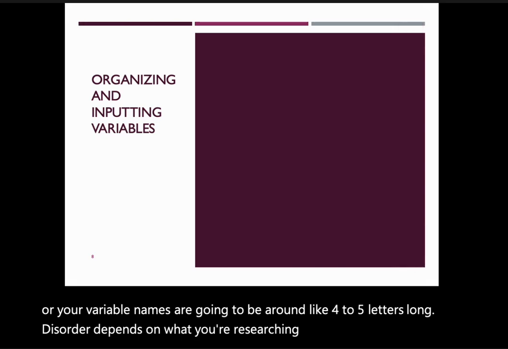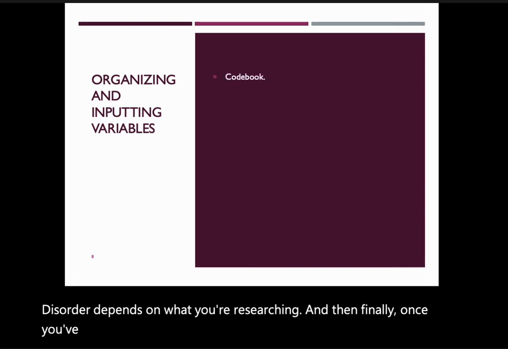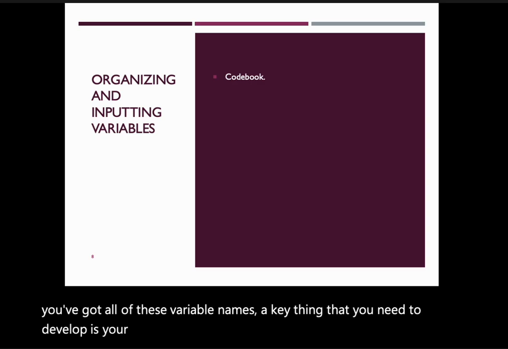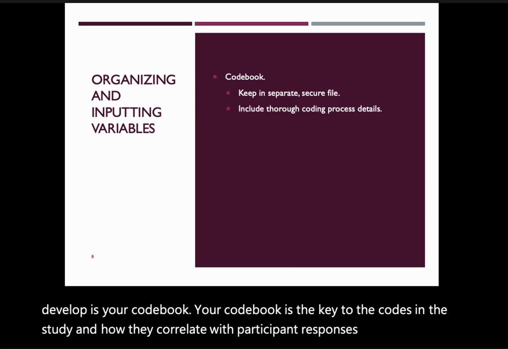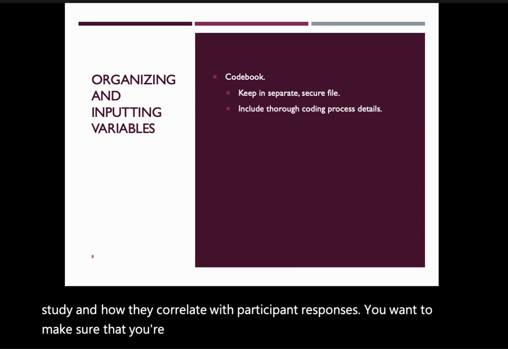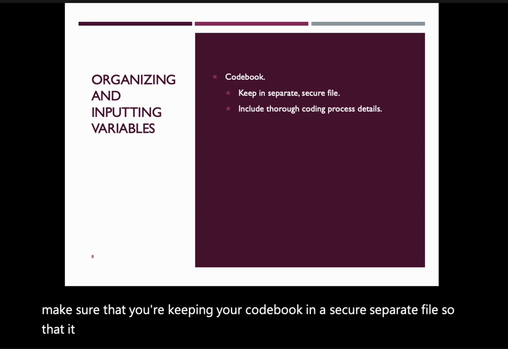And then finally, once you've got all of these variable names, a key thing that you need to develop is your code book. Your code book is the key to the codes in the study and how they correlate with participant responses. You want to make sure that you're keeping your code book in a secure, separate file so that it is safe from being edited or corrupted by a computer failing.